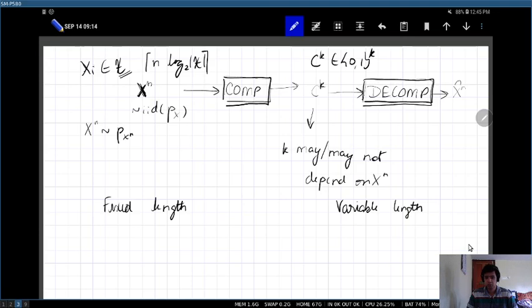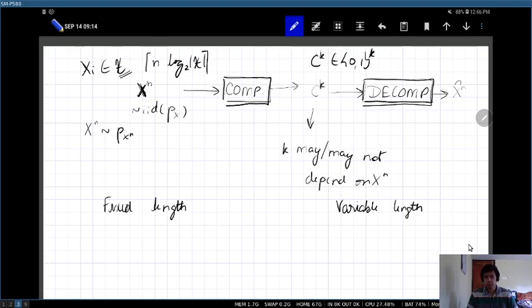we categorize compression algorithms into two types. One are fixed length compression algorithms, where k is fixed, irrespective of the realization of x^n. k is always the same. We fix k beforehand. We know that we're going to get a file of n symbols, and they come according to some statistics, and we want to represent it using k symbols, where k is fixed. On the other hand, you could let k depend on the actual realization of x^n, and this is called variable length source coding.